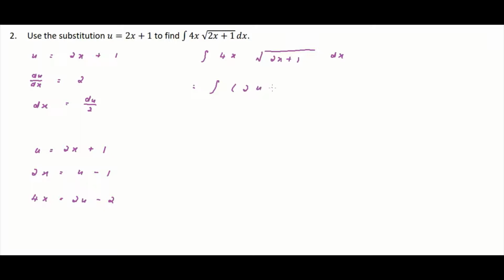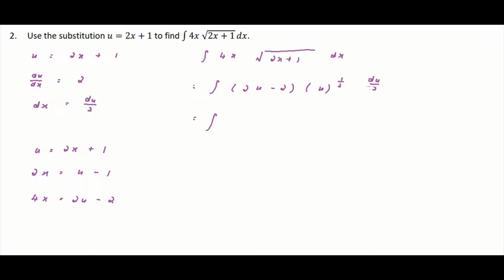So 2u minus 2. So what do you have here? Square root u, correct? So it becomes u to the power of 1 over 2. Okay, then what is dx? dx is actually du over 2. So du over 2. So you can see now we have a totally new integral in terms of u. So now let's try to continue to simplify.